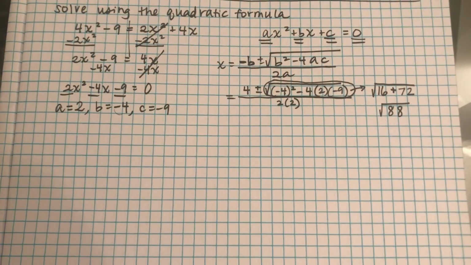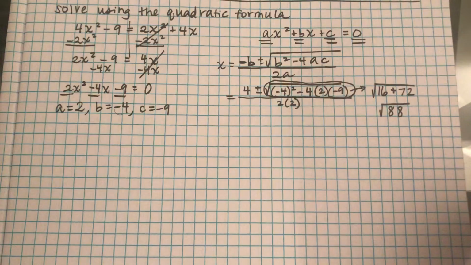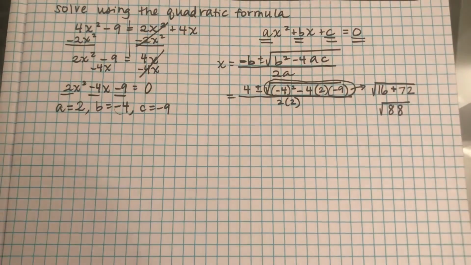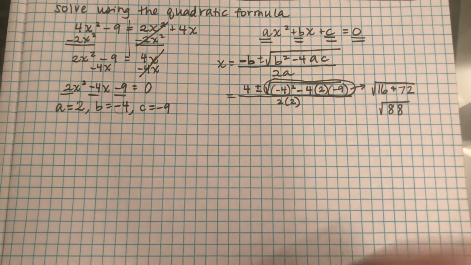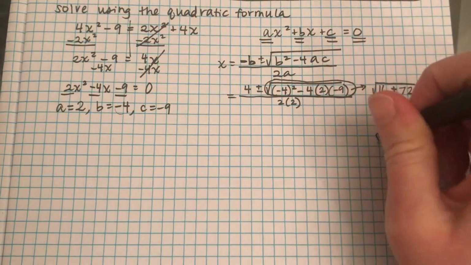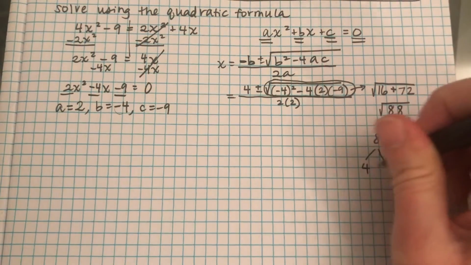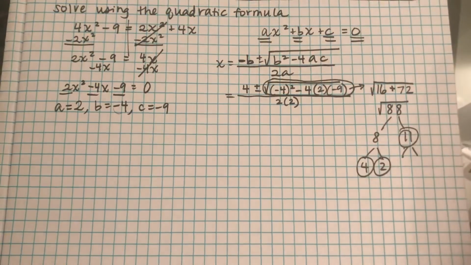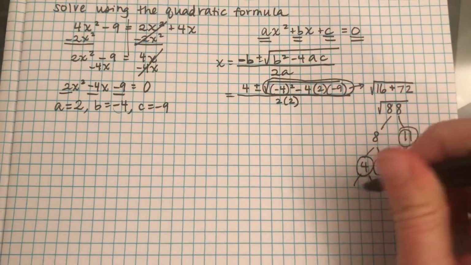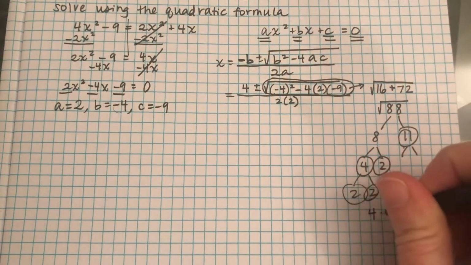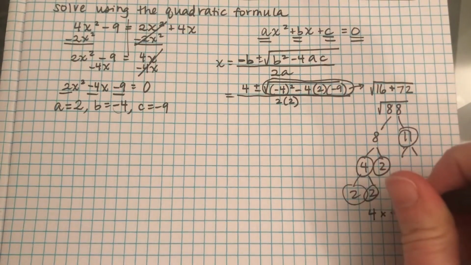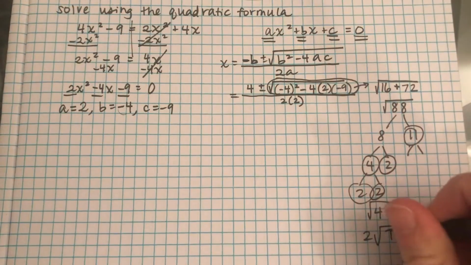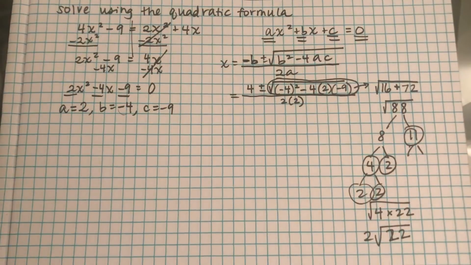And then let's see, I'll go ahead and simplify. It would be 4 times 22. Is that the best we can do? I think we can do better than that. Let me just do it the formal way. So you have 8 and 11, 4 and 2. Obviously 11 is prime. Oh, it's 2 and 2. So yeah, it would just be 4 times 22. The square root of that would be 2 root 22. I guess that's as simple as it gets.